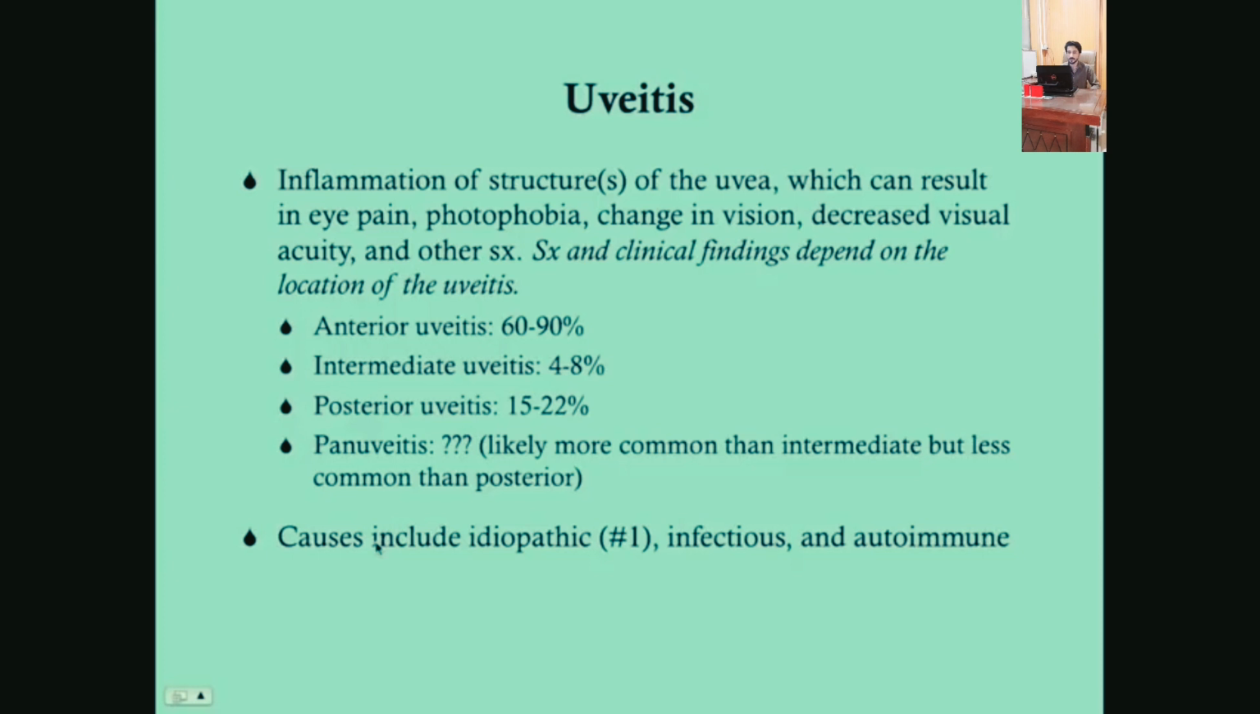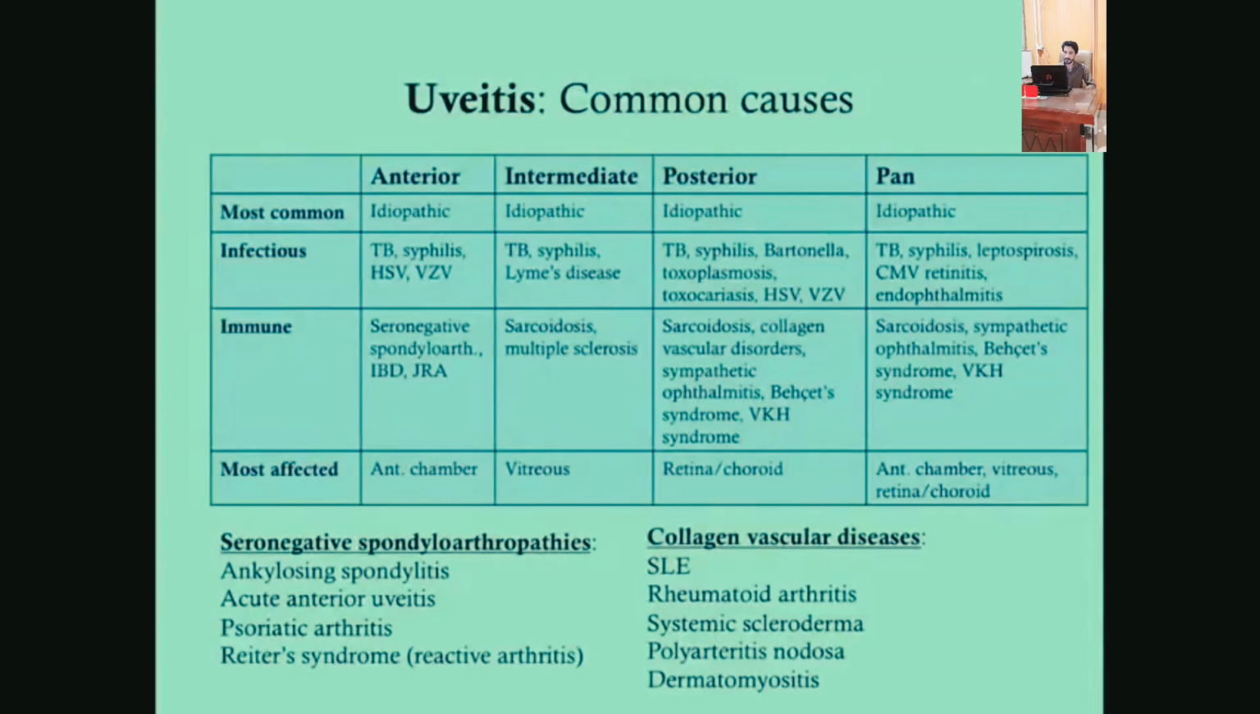The number one cause of uveitis overall, if you were to combine all of these, is idiopathic. We don't know the cause. But infectious and autoimmune cases are primarily what the cause is when we do know what the cause is. It's usually an infectious source or some kind of autoimmune source. So here are the common causes of uveitis. You don't necessarily need to memorize these, but there are some things that are worth remembering.